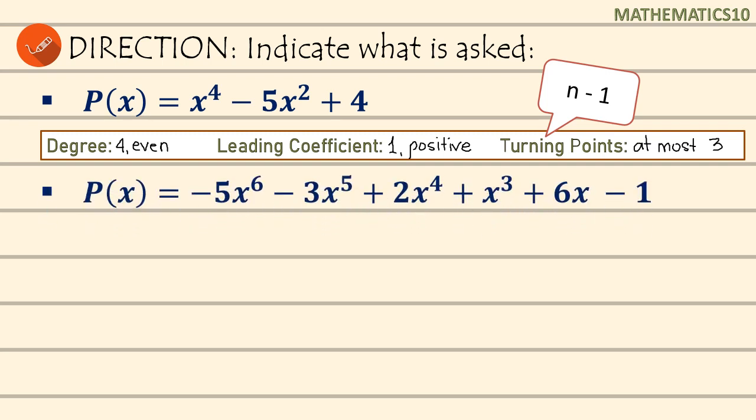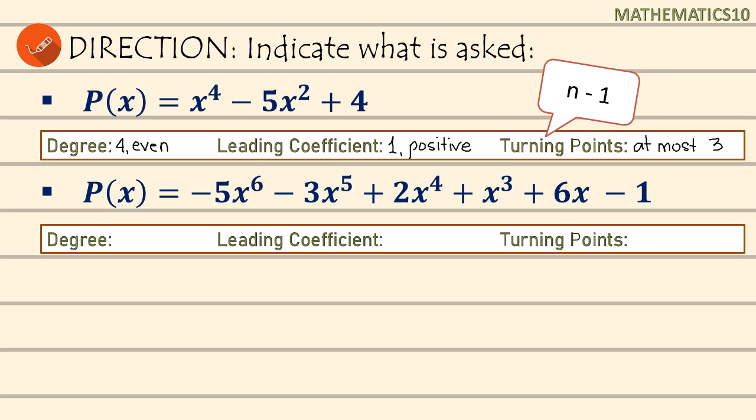Given this polynomial function, let us identify the degree, the leading coefficient, and turning points again. So, for the degree, what is the highest exponent used in the given polynomial function? As you can see, we have 1, 3, 4, 5, 6. So the highest exponent used is 6. Is 6 an odd number or an even number? 6 is an even number.